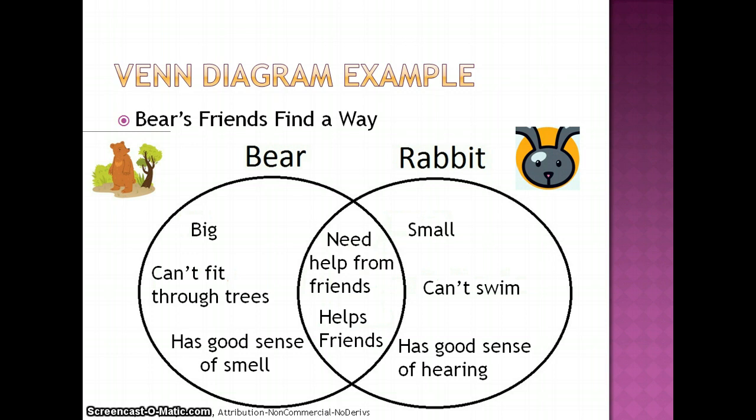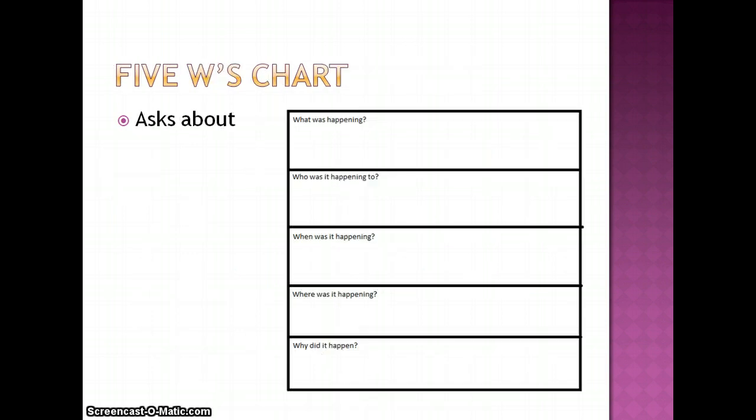The next pre-writing strategy that we'll talk about is the 5 W's chart. And this will ask, what has happened in the story? Who was it happening to? When did this event happen? Where did it happen? And why did it happen?